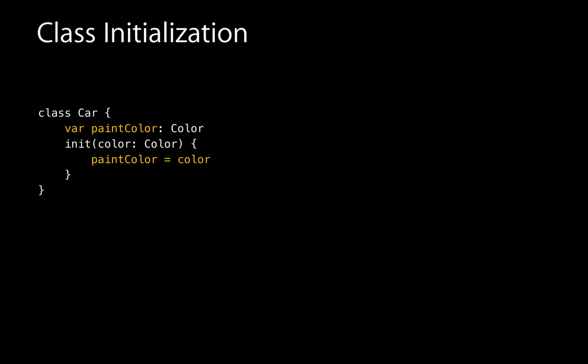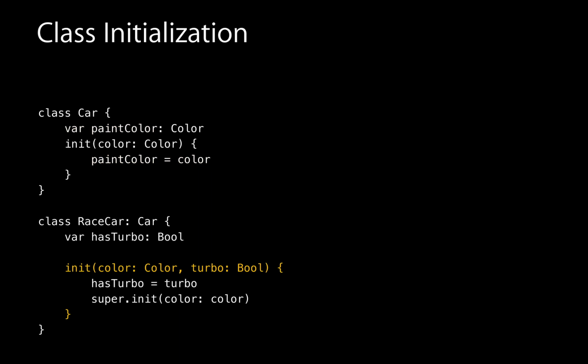Now in practice, classes often subclass and inherit from other classes. So we need to deal with how initialization works with subclasses as well. So let's define a subclass called race car. It has one extra property and its own initializer. When race car's initializer is called, it first sets its own properties, and then it calls its superclass initializer.